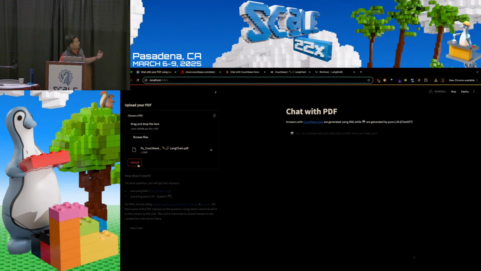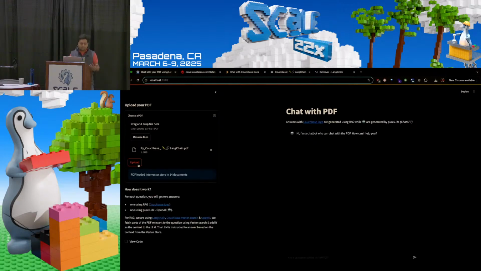What is happening right now is I'm taking this document and chunking it into subsections, or splitting this document into parts with some overlap between them, and then inserting this document into Couchbase along with the embeddings for those segments.